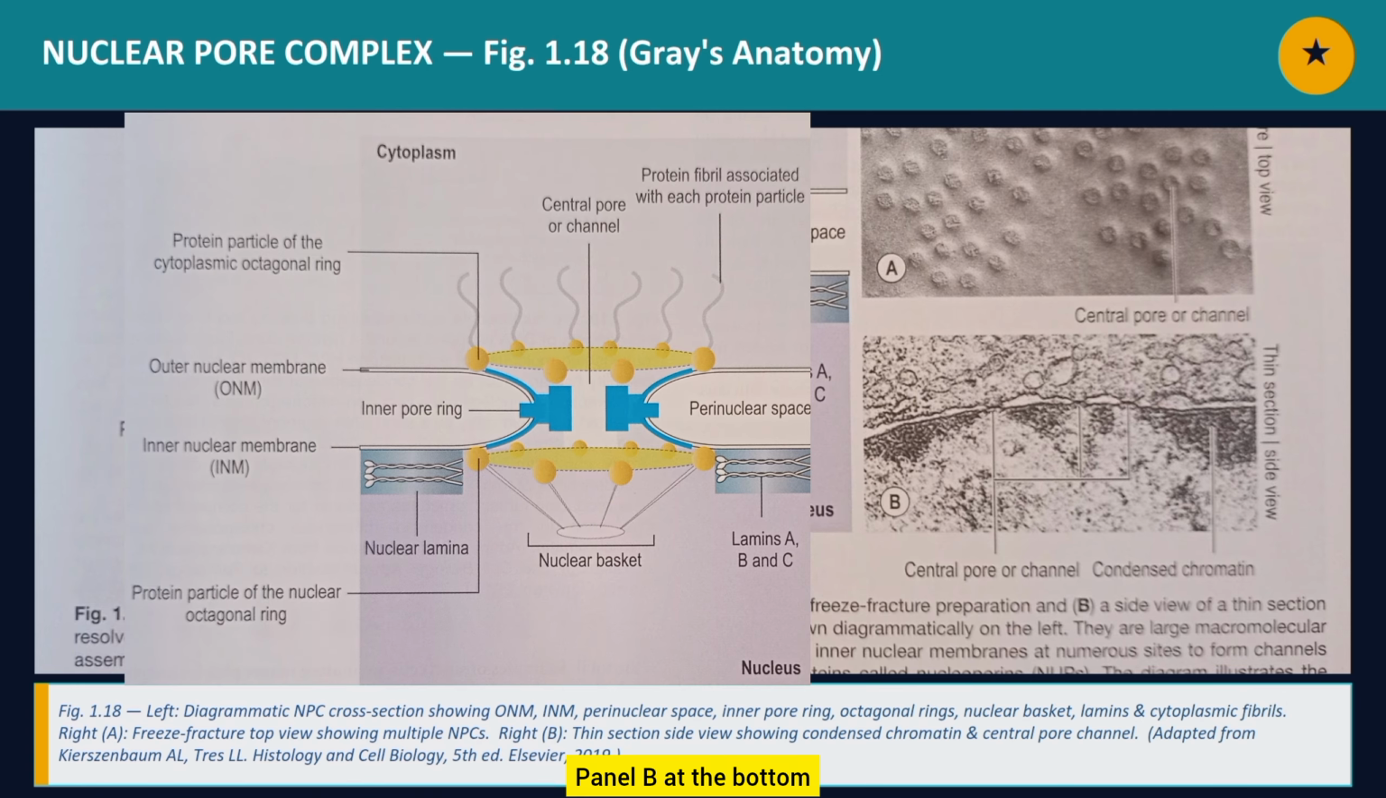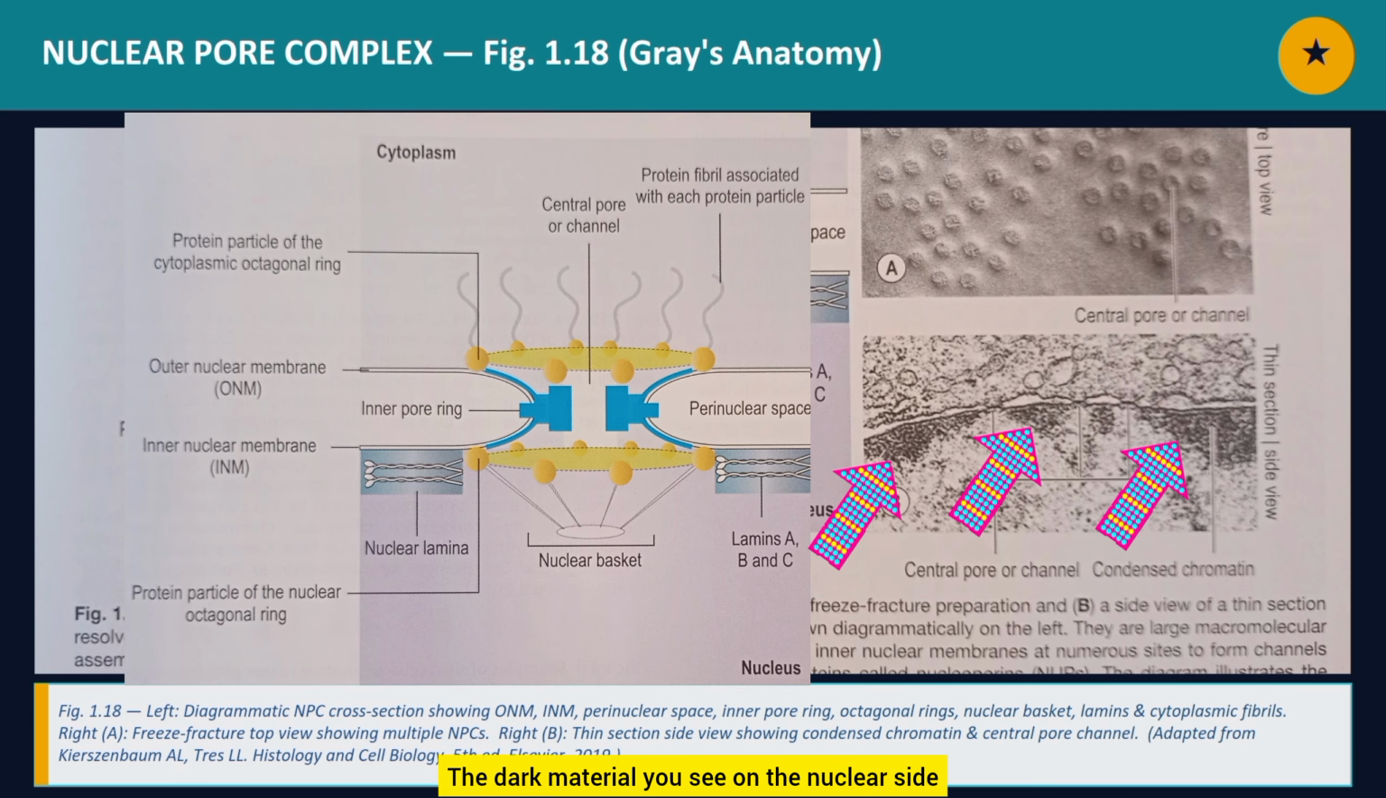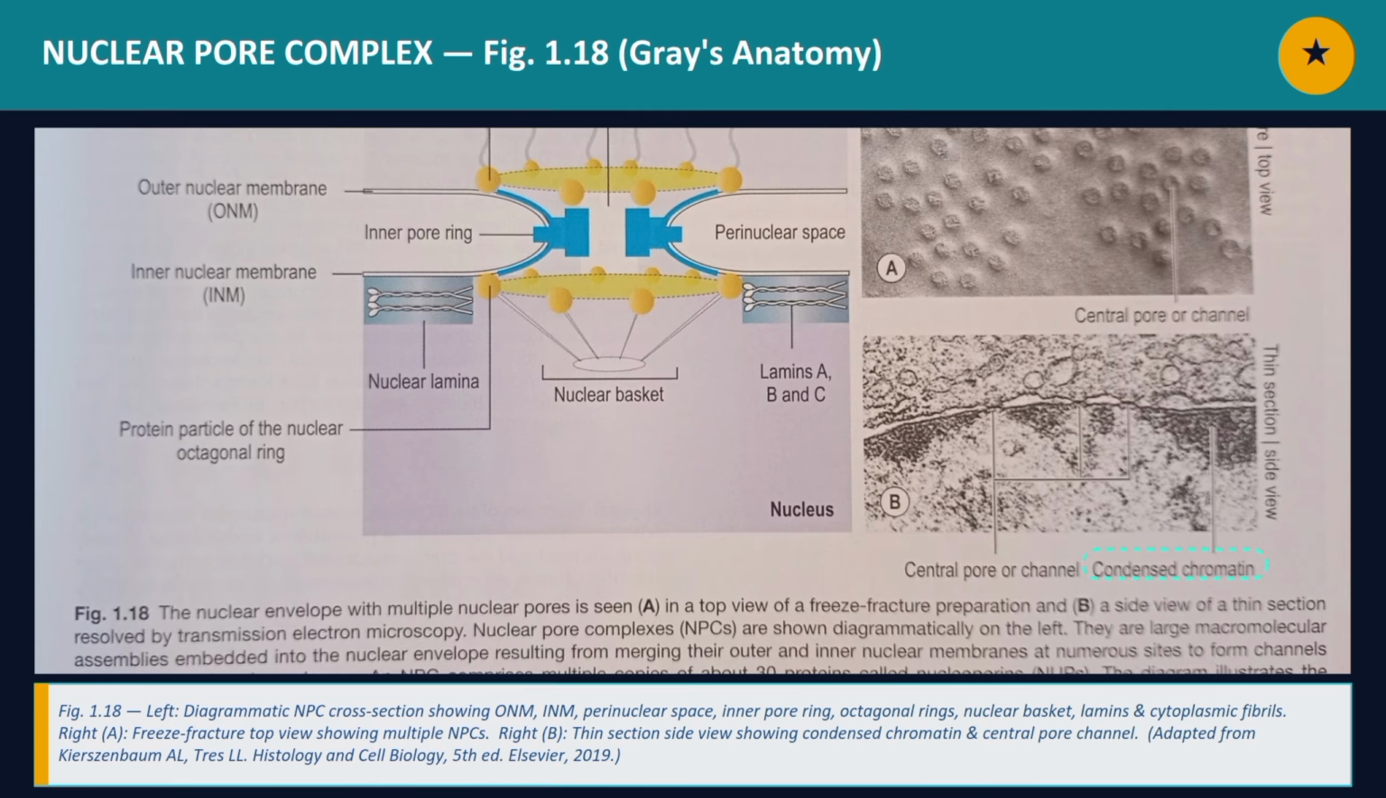Panel B at the bottom. This is a thin section side view. You can see the nuclear envelope as a horizontal band. The dark material you see on the nuclear side, that is condensed chromatin, or heterochromatin, that tends to cluster right at the nuclear envelope during interphase. You can also see the central pore channel labeled, that tiny gap where molecules pass through. Keep this image in your mind. We will refer back to it throughout the video.